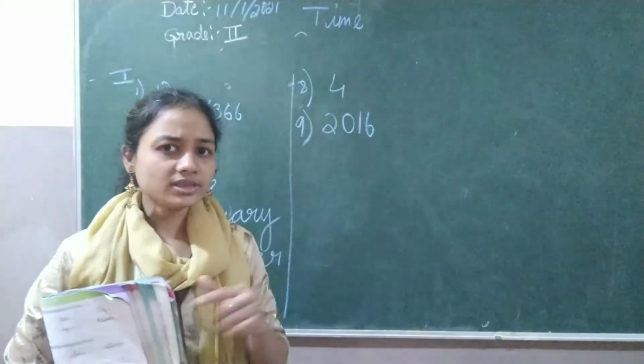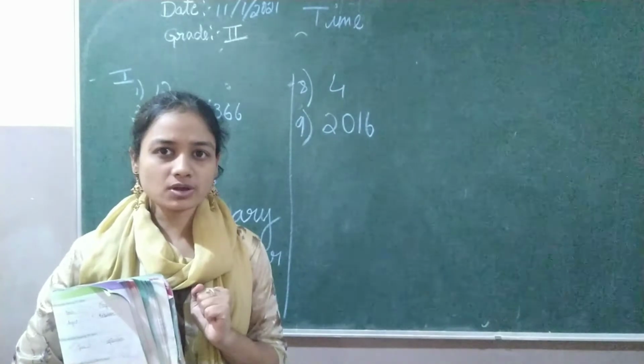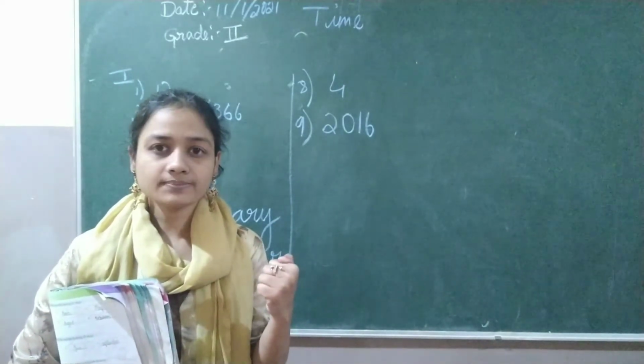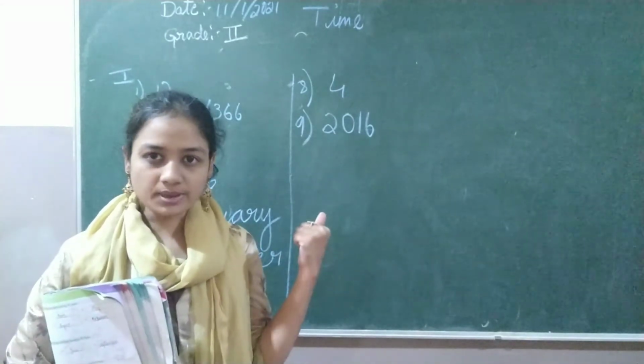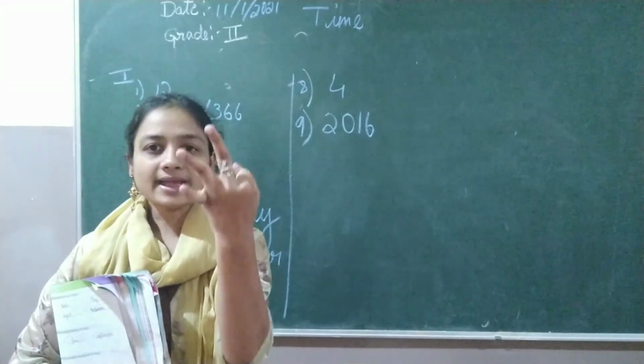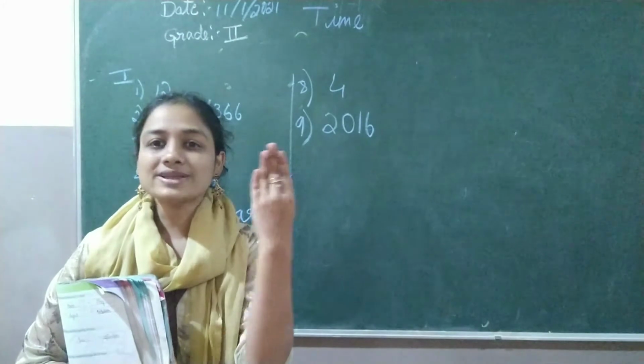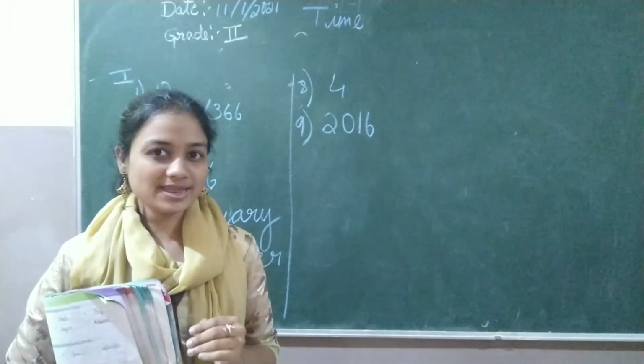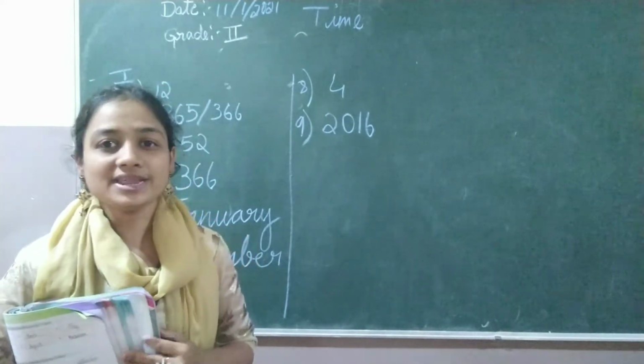So count children, is 2020 a leap year or not? Previously you had 2016. So 2016 is a leap year. 17, 18, 19, 20. So 2020 was also a leap year. In the year 2020, February had 29 days.